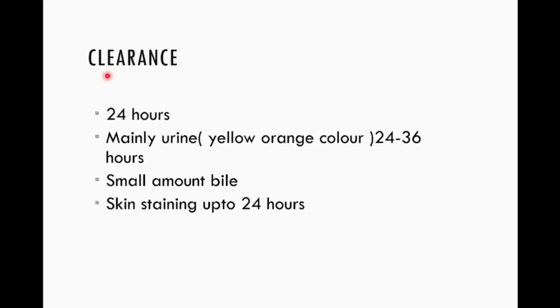Clearance. Gradually, the dye is cleared from the body in the next 24 hours, mainly in the urine, because it is water soluble. So the urine will be yellow-orange in color for the next 24 to 36 hours. A small amount is excreted in the bile, saliva, and skin staining. For fair-skinned people, the skin staining will be there for the next 24 hours. Some yellowish-orange tinge will be there.